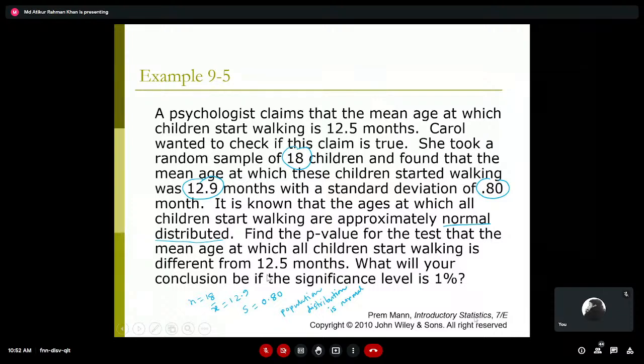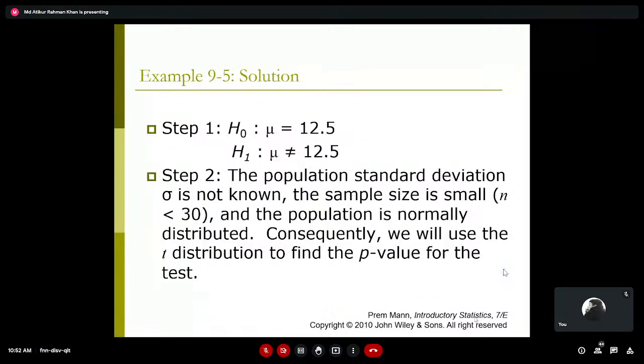Now, from here, what can you say? This is the alternative. So what is the alternative? Not different, not equal. Yes, mu not equal to 12.5. And the null is then just the opposite side. So we defined the null and alternative hypotheses. We have done that.